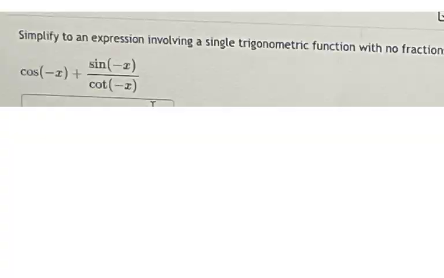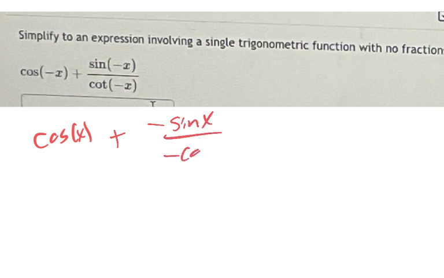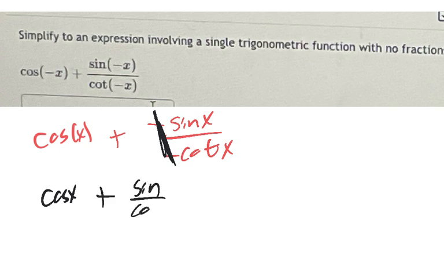The cosine one just completely gets dropped. Sine comes outside, and cotangent also goes outside. Now look at your fraction. It's a negative over a negative, that's positive. So now I've got cosine of x plus sine over cotangent.